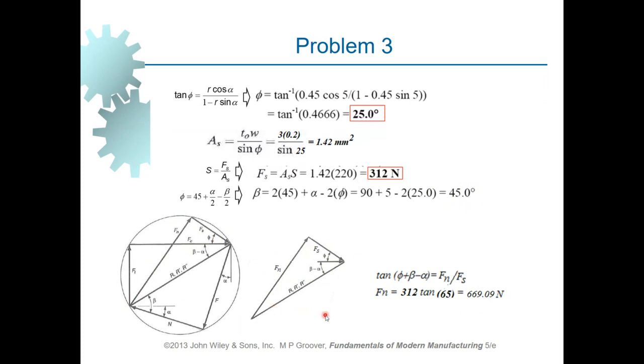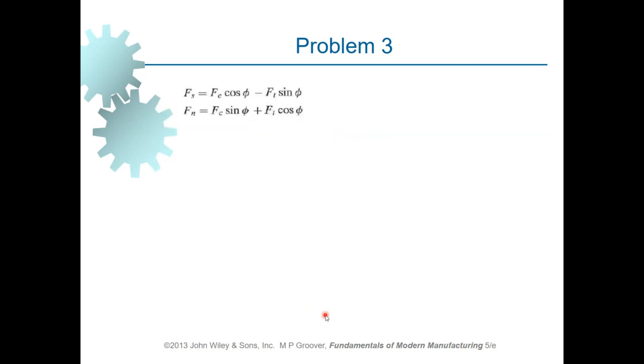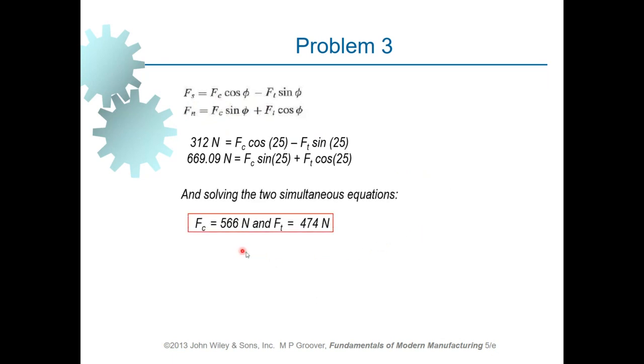Now we are just one step away from computation of Fc and Ft. Now we develop two simultaneous equations. Fs is computed, Fn is computed, and we know the value of phi. So the only two unknown parameters are Ft and Fc. And of course, we can solve these two equations as simultaneous equations, giving us the values of Fc and Ft, which can be computed easily.